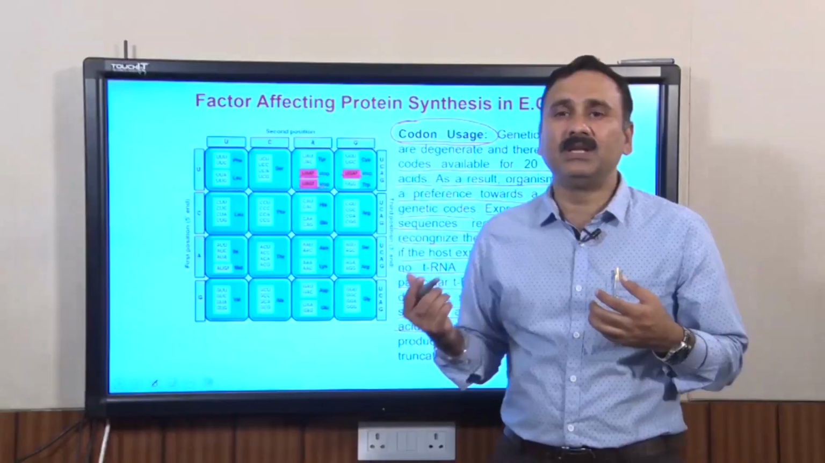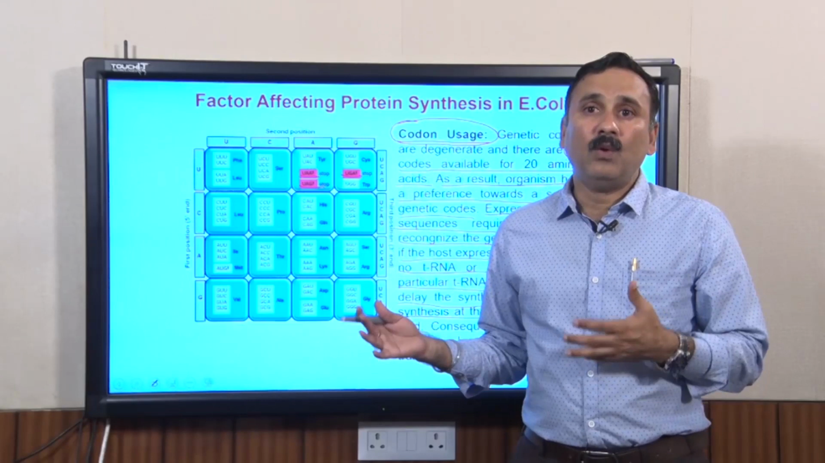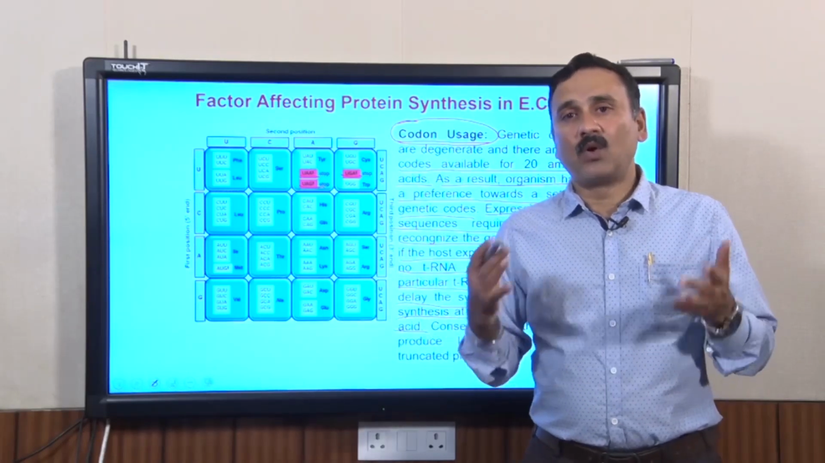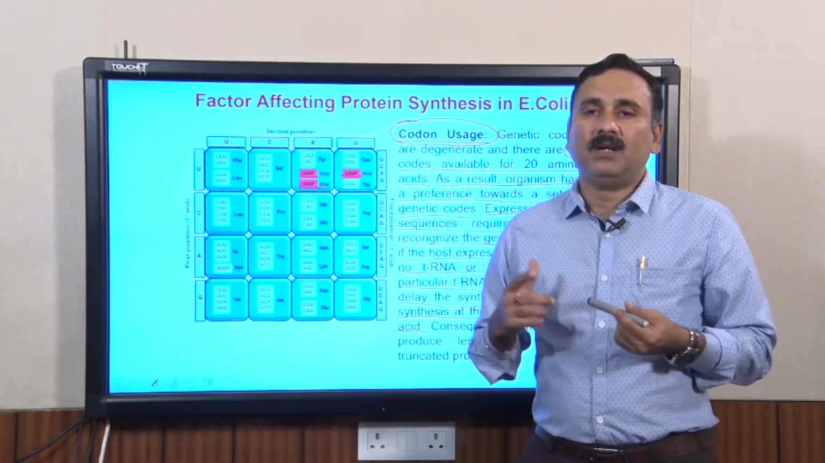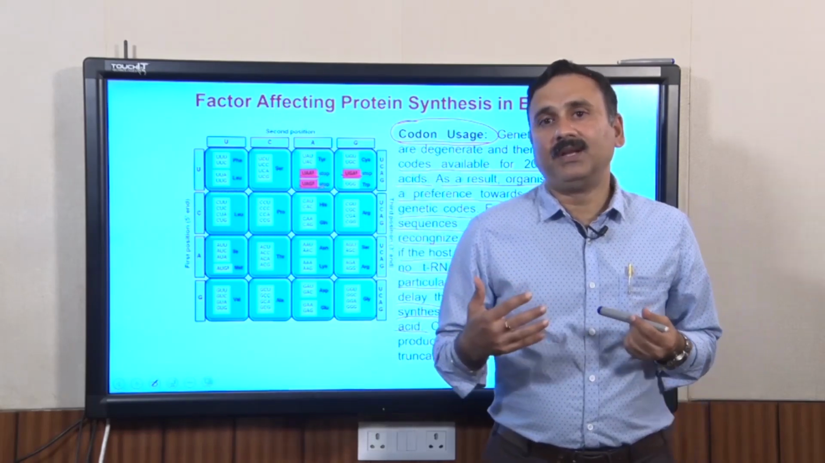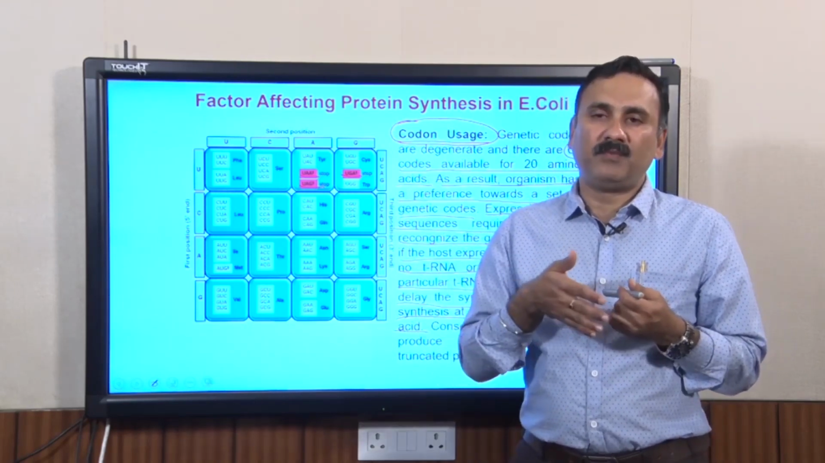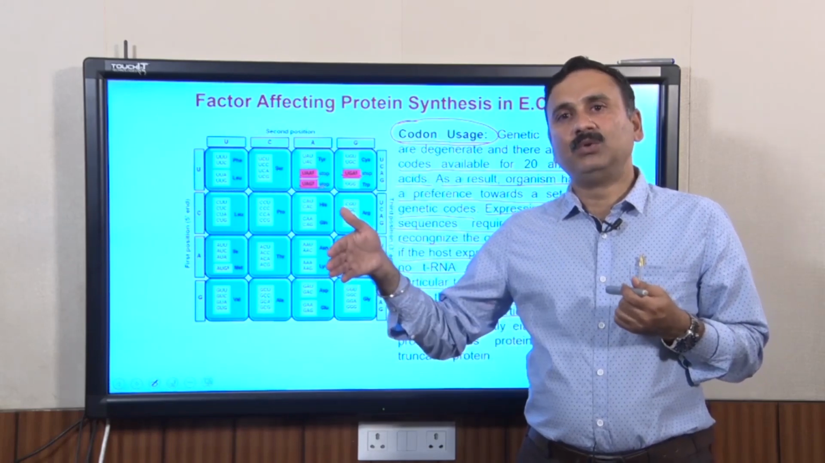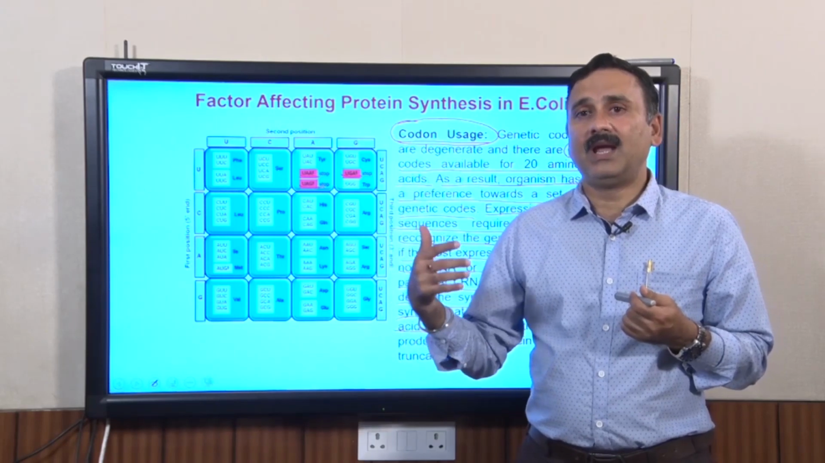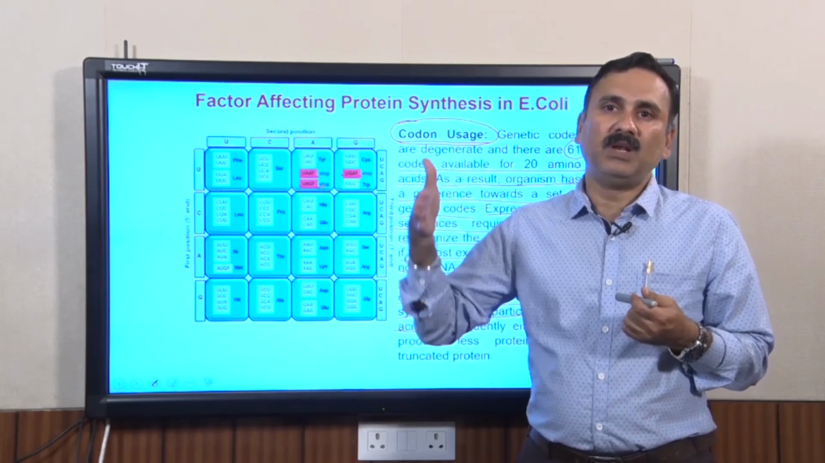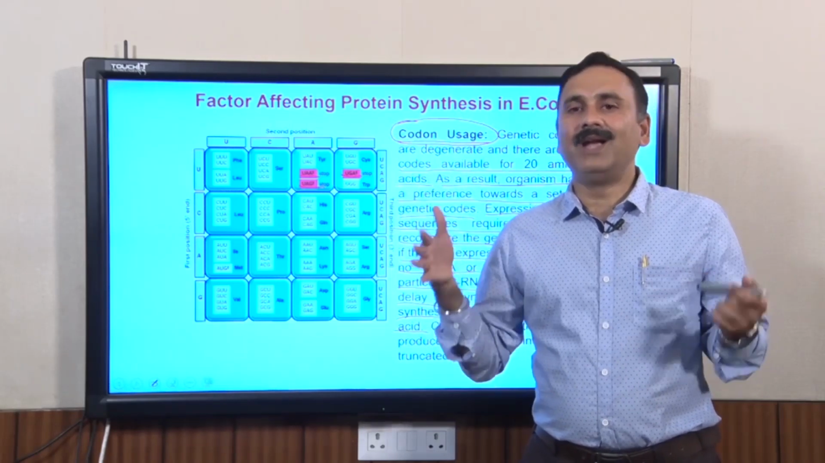You can imagine a situation that E. coli does not have the tRNA for phenylalanine, which the gene which you have cloned into that particular E. coli requires. Then in those cases, as soon as the RNA polymerase or the cellular biosynthesis machinery reaches that particular phenylalanine, it is not going to get the tRNA, and as a result the protein synthesis will stop, or it is going to generate a protein which is truncated in nature.